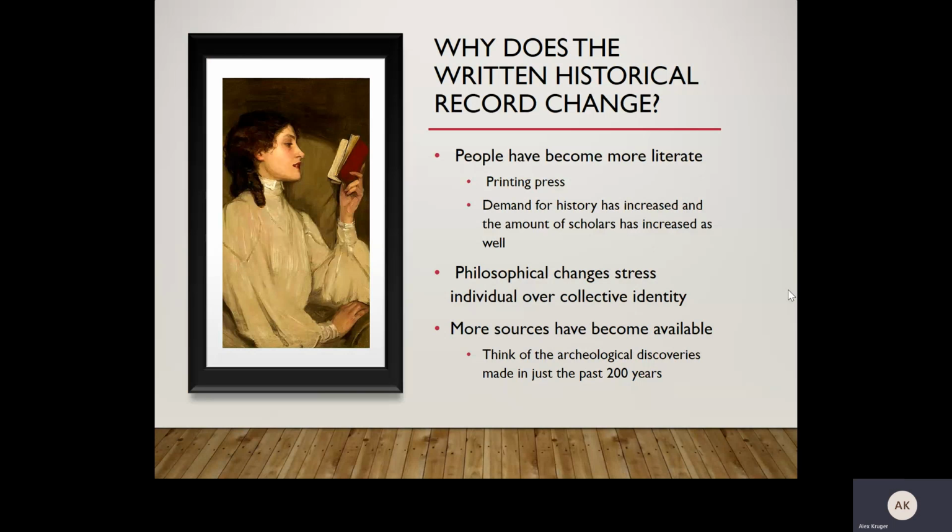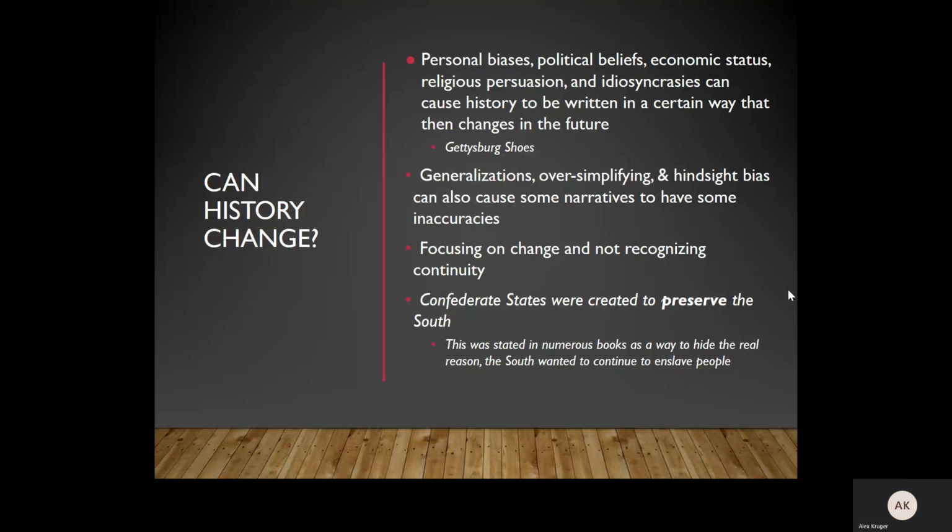And then the other big one is, why does historical record change? Well, more sources become available. We have millions of primary sources from World War II, and probably 10 primary sources from ancient Aegean Greece. So that's going to change the way you write about it based on how much you know about it. So personal biases, political beliefs, economic status, religious persuasion, and idiosyncrasies can cause history to be written in a certain way that then changes the future.